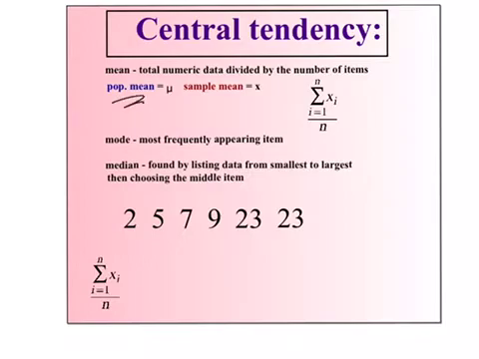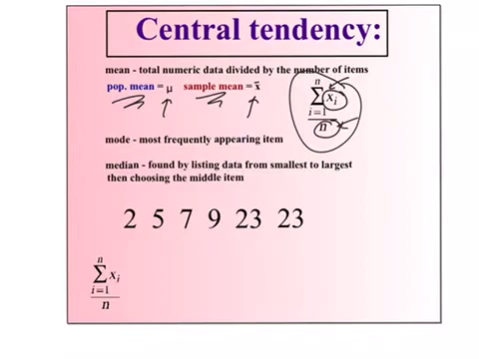So a population mean and a sample mean have different symbols, one being mu, the other one being X bar, but both are calculated the exact same way. And this sigma notation here represents that we are going to add up all of the X values, or all of the values in the set, and then divide by the number of terms n in the set.